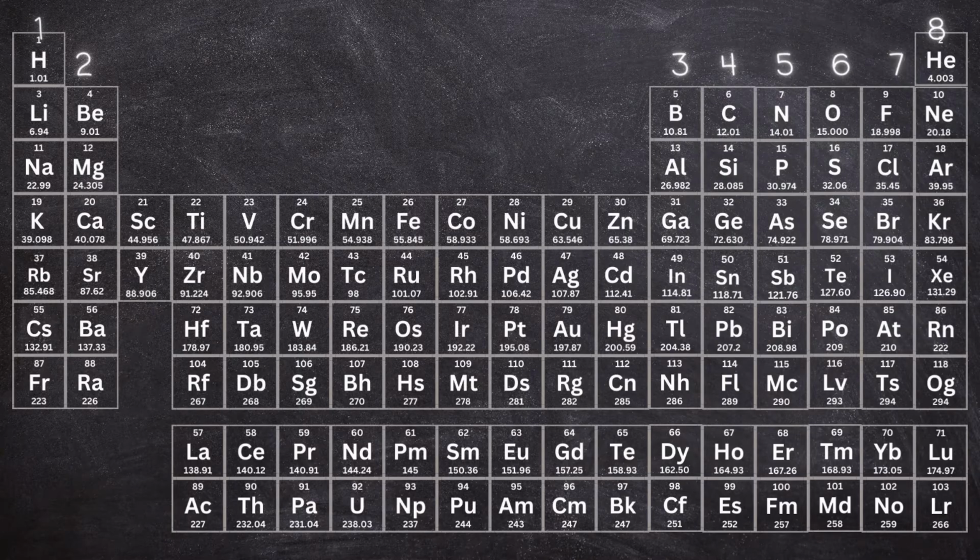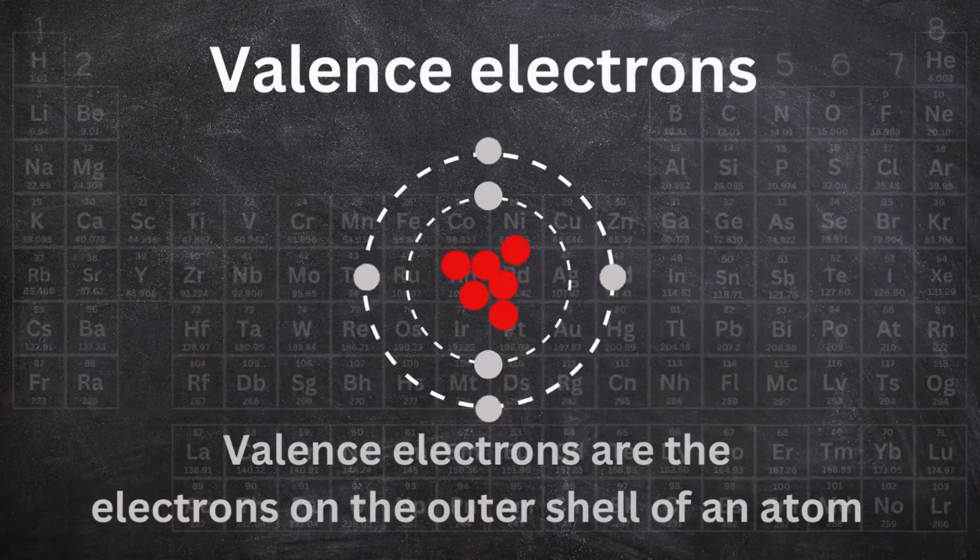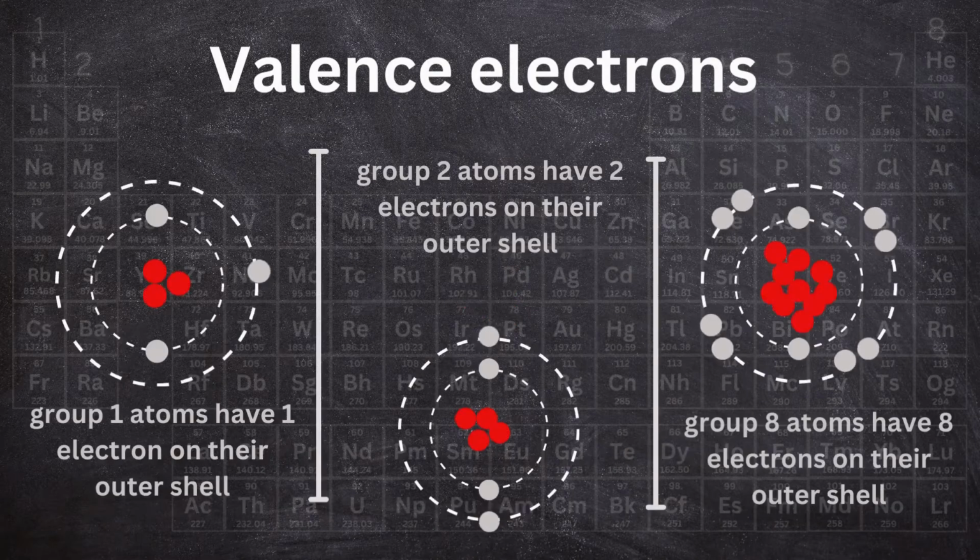The group number represents the number of valence electrons of the elements. Valence electrons are the electrons found on the outermost shell of an atom. Elements in the same group have the same number of valence electrons. For example, Group 1 elements have 1 valence electron, Group 2 elements have 2 valence electrons, etc. This is a reason why elements in the same group share similar chemical properties and bond to other elements in a similar way.